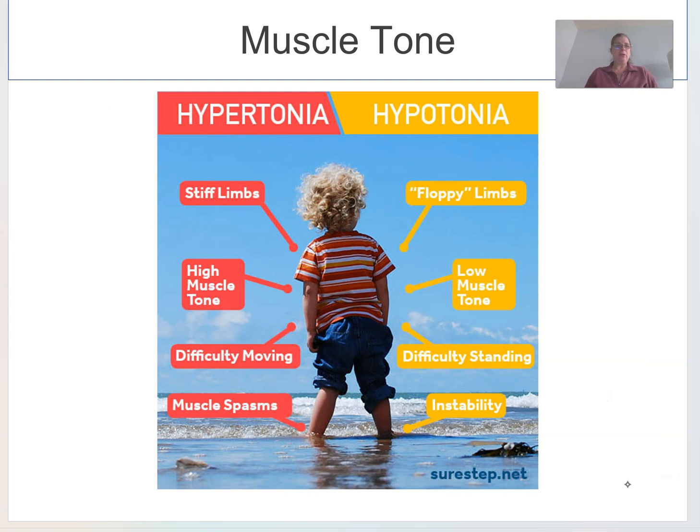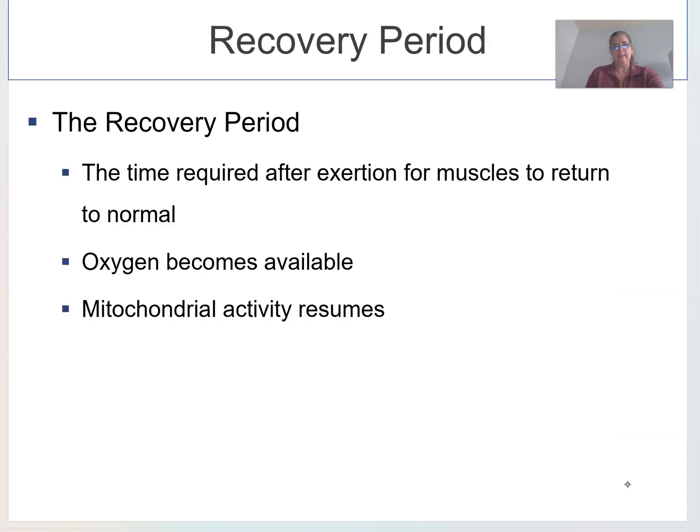Now, we do know that there could be issues with muscle tone. There are different diseases that affect it. Hypertonia, you have more spasms and stiff limbs, where there's too much muscle tone, versus hypotonia, which is too little. So the limbs tend to be floppy with low muscle tone. So those are terms you might see with some muscle wasting diseases.